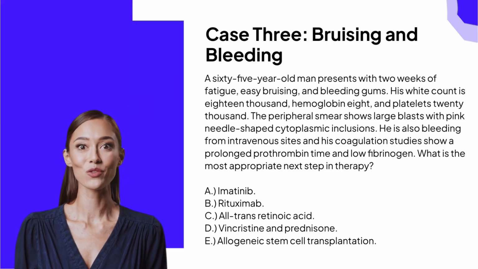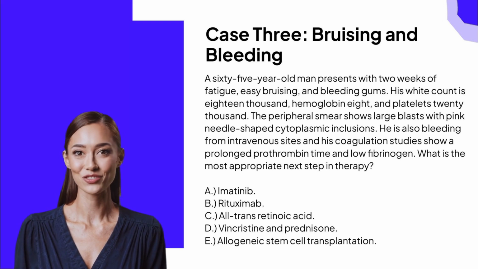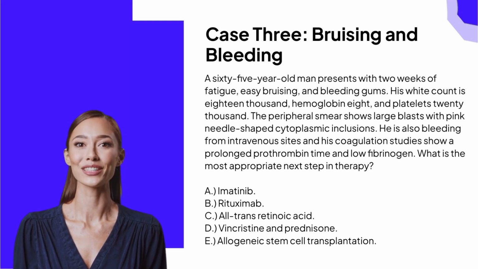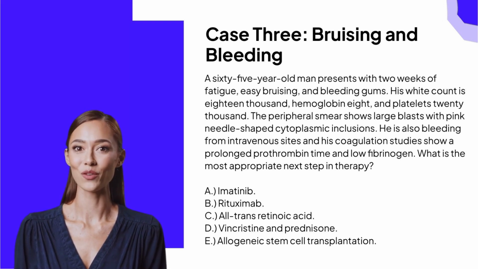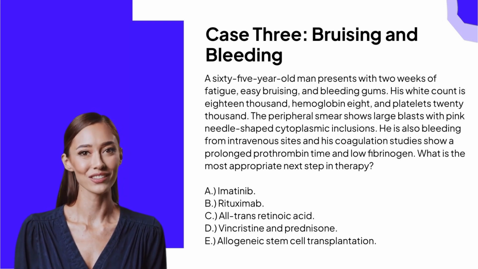Case 3. An older man with fatigue, bruising, bleeding gums, pancytopenia, and Auer rods on the smear. The kicker is he is also bleeding from his intravenous lines with a prolonged prothrombin time and low fibrinogen. Auer rods plus coagulopathy is a signature pattern. Pause and pick your answer.